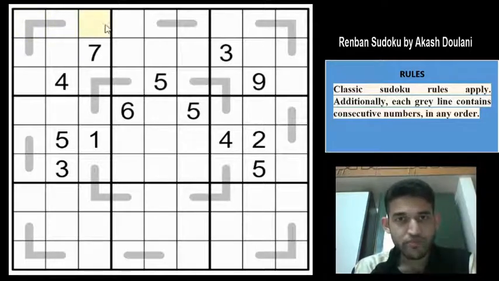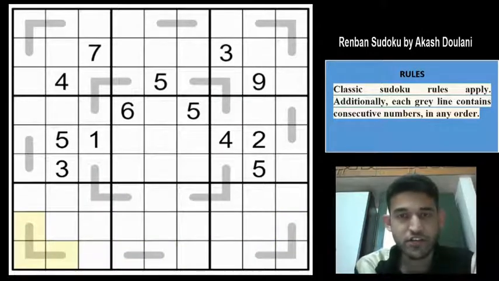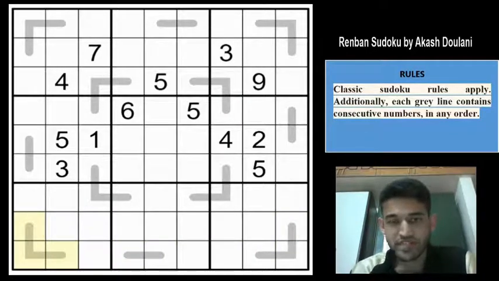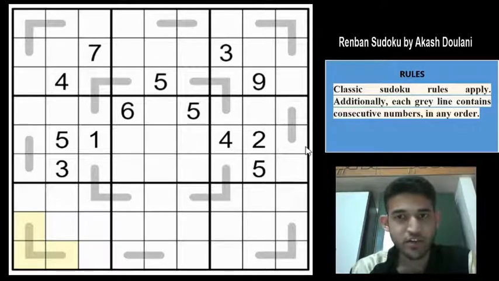In each row, each column and each 3x3 box, there will be digits from 1 to 9 without any repetitions. And in addition to that, there are some lines given inside the grid, as you can see. These are called Renban lines. On these lines, you will have a set of consecutive digits in any order. So these are the rules. With that, we'll start solving the Sudoku.